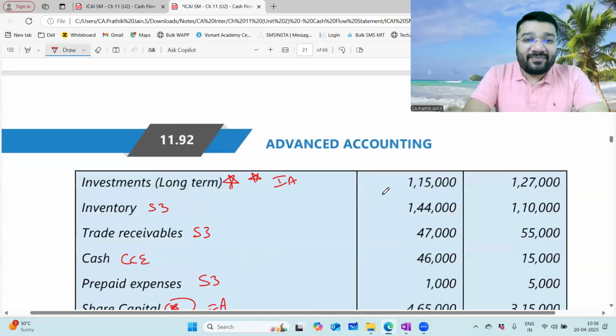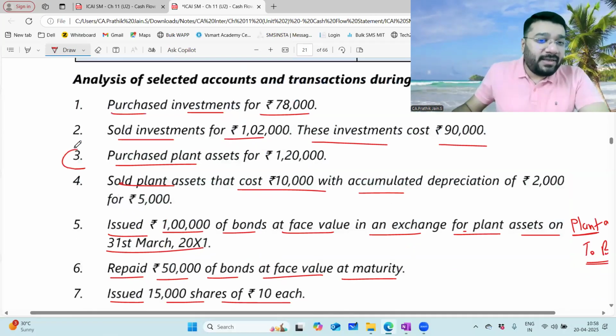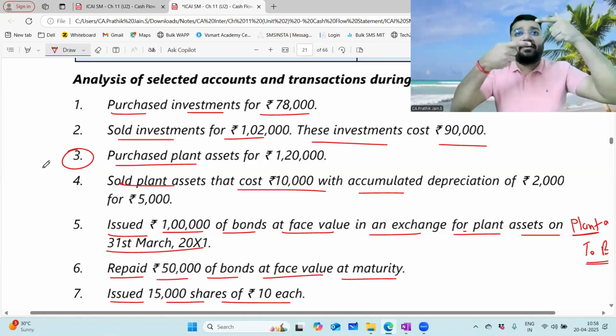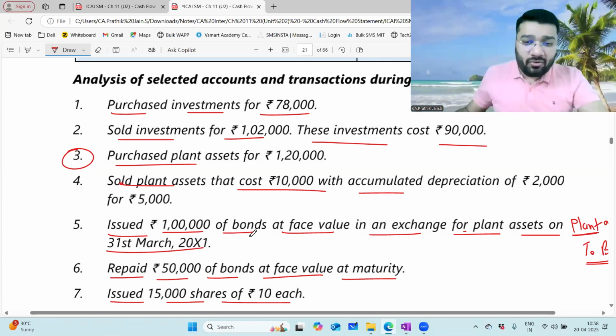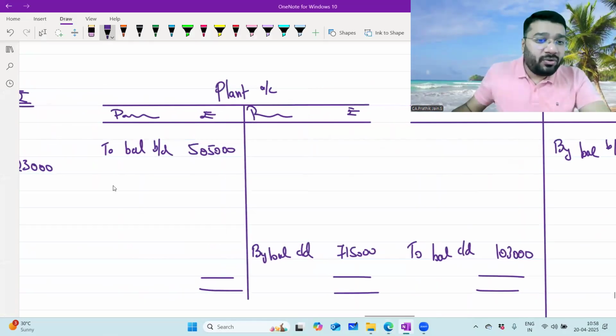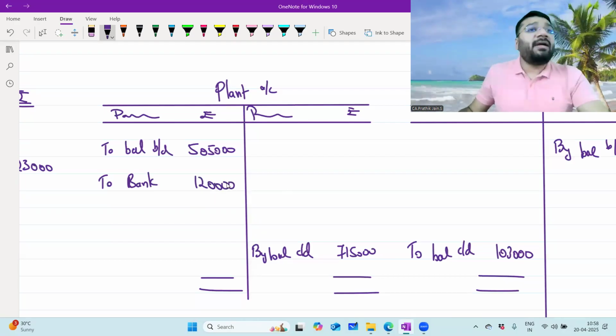Now go to the information. Point number 3. Purchased plant assets for 1,20,000. Journal entry, please. Plant account debit, to bank 1,20,000.